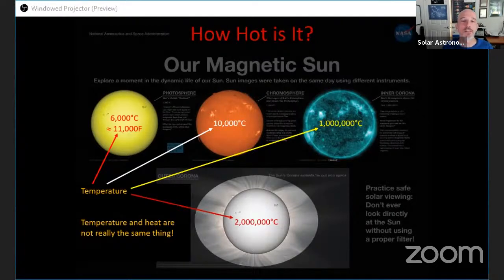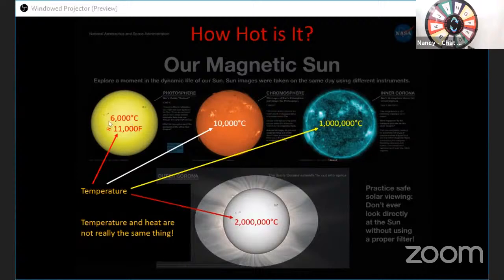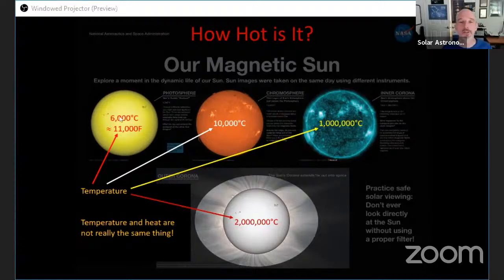So what's happening in the sun is that the photosphere is not really a gaseous thing. It's relatively firm, let's say. It's not a solid. But here we have particles packed pretty tightly. And so this is the part that's at 6,000 degrees.